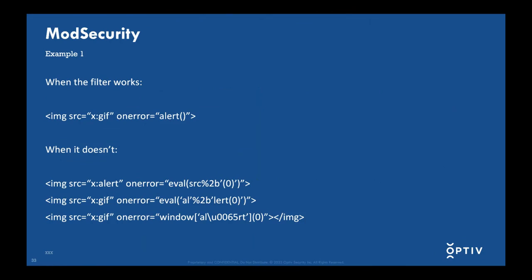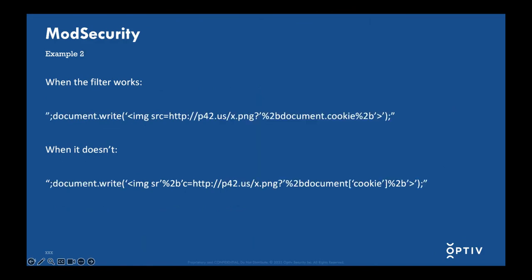However, it wouldn't catch these eval source, 2Bs, or anything with this encoding here. Another example would be here, where it would catch the first one, and the second one it would not catch.